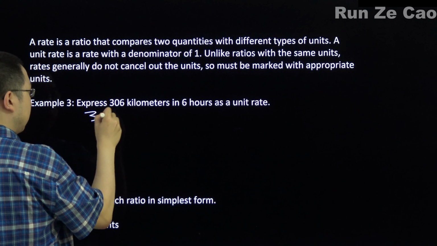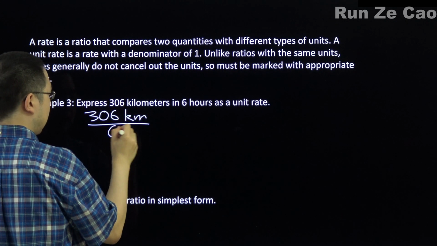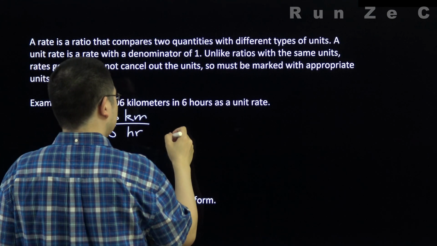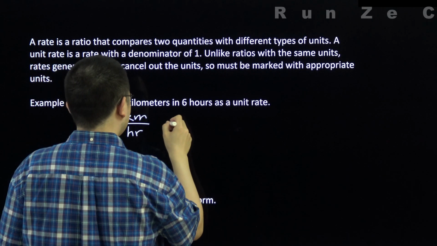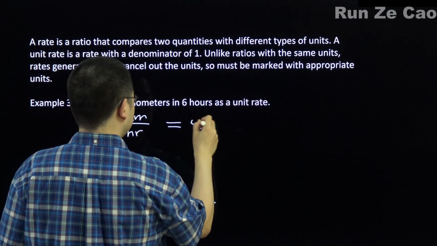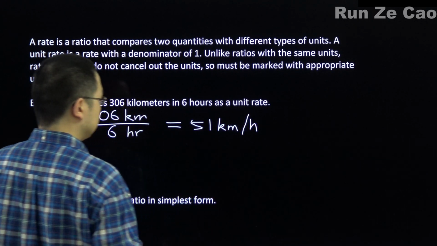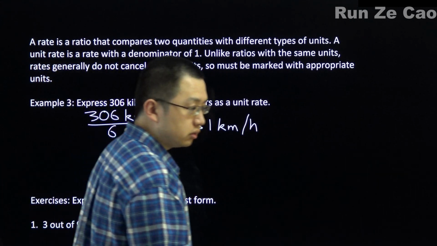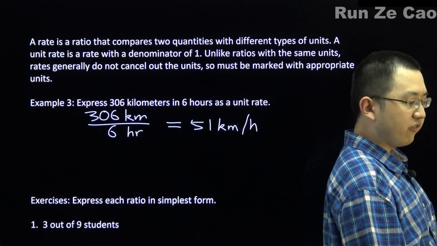Let's give this as a unit rate. That means 306 kilometers per 6 hours. Hours can just be written as h, by the way. You're going to end up with 51 kilometers per hour. This is per 1 hour. Because we're finding the unit rate, we can simply divide.